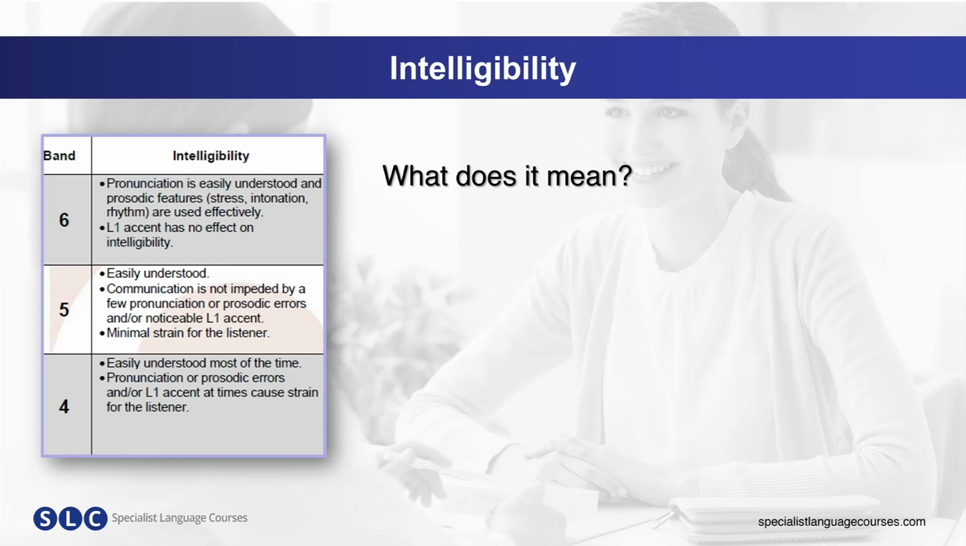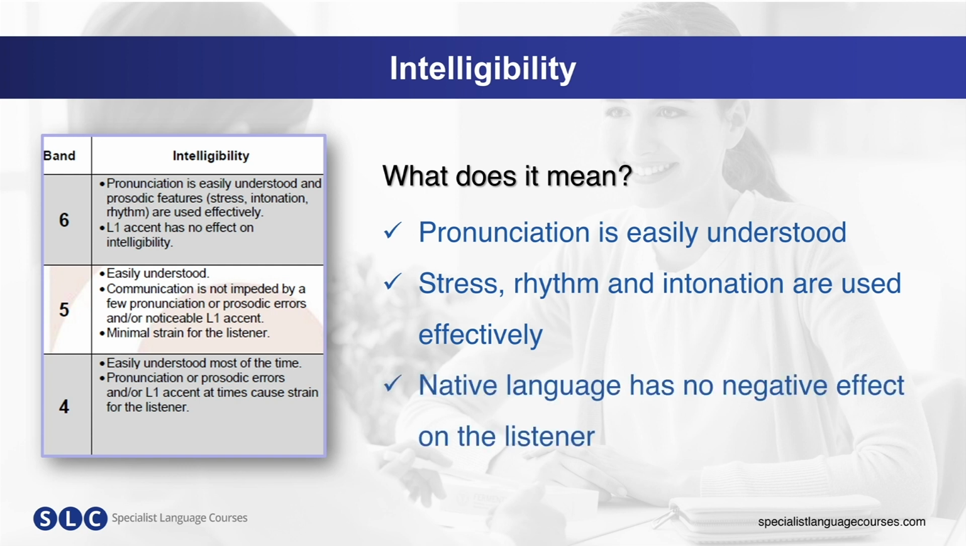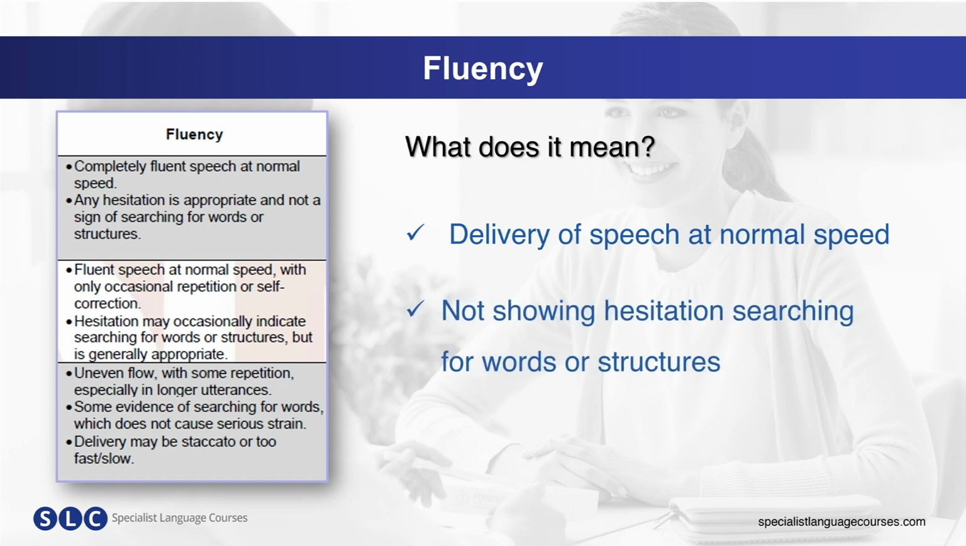We'll begin with intelligibility. What does it mean? Basically, a high score of 6 means that the examiner can understand you without any effort or strain. So you should make sure that your speech is easily understood, stress, rhythm and intonation are used effectively, and that your native accent has no negative effect on the listener. What does fluency mean? Well, it's really about being able to speak with an even pace and without any major hesitation, so searching for words or grammatical structures. You should make sure that you speak at a normal speed and don't show hesitation searching for words or structures.